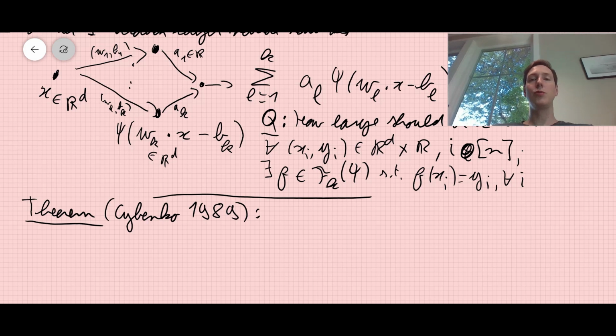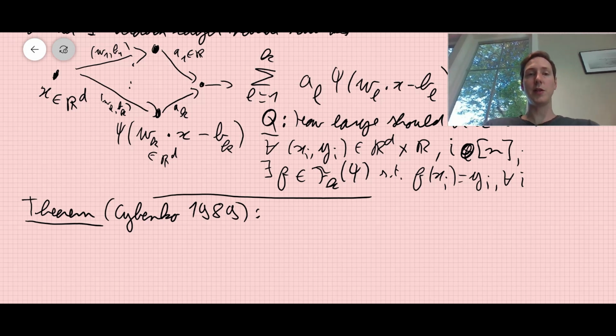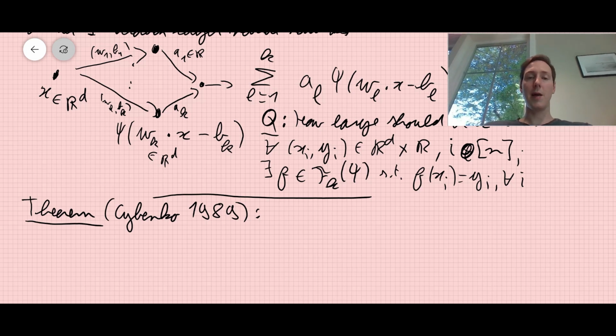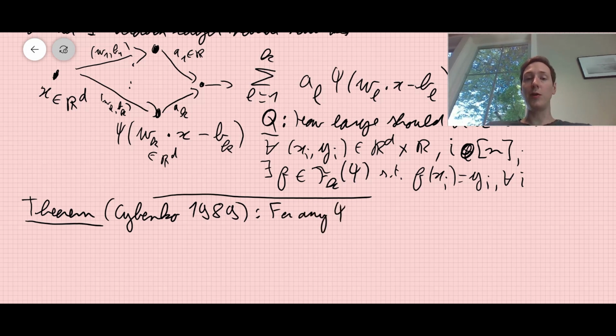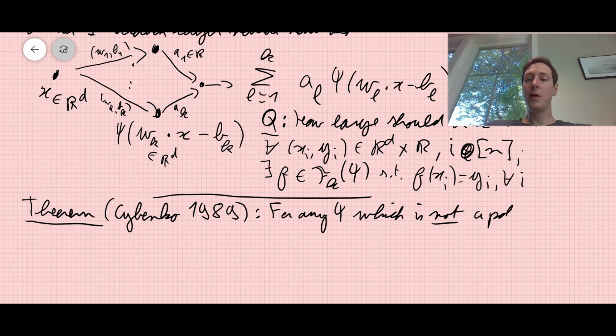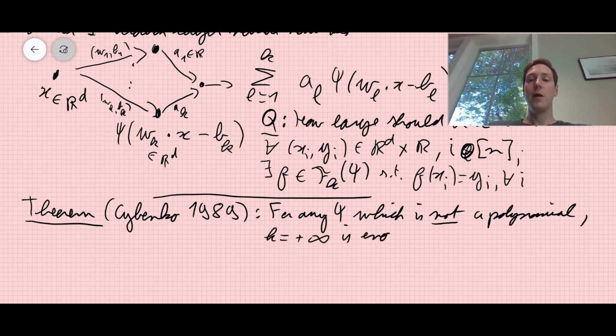And also, I'm not going to be too careful with respect to citations in this presentation. You can find all the proper citations in the paper. And again, we don't claim any novelty with respect to the material presented here today. So the theorem is that for any psi which is not a polynomial, k equals plus infinity is enough. Okay, if you have a large enough neural network, then you can fit anything.